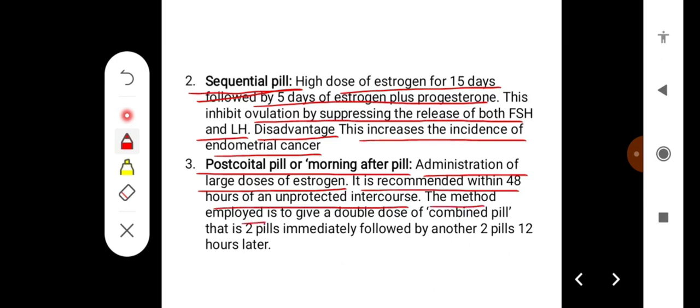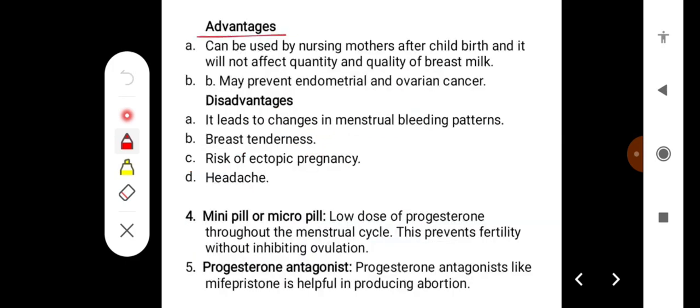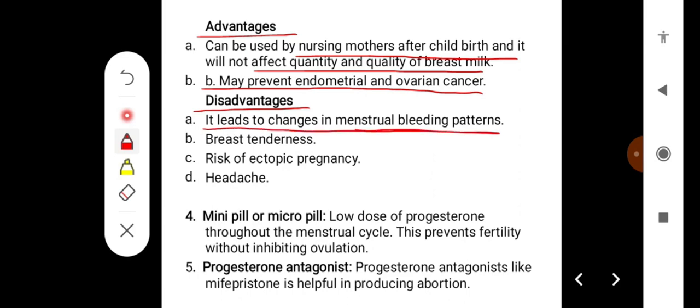The method employed is to give a double dose of combined pill, that is 2 pills immediately followed by another 2 pills 12 hours later. Some of the advantages of this are that it can be used by nursing mothers after childbirth, and it will not affect the quantity and quality of breast milk. It helps in prevention of endometrial and ovarian cancer. Some of the disadvantages of the morning after pill are that it leads to changes in menstrual bleeding patterns. There can be breast tenderness. There can be risk of ectopic pregnancy and headache.